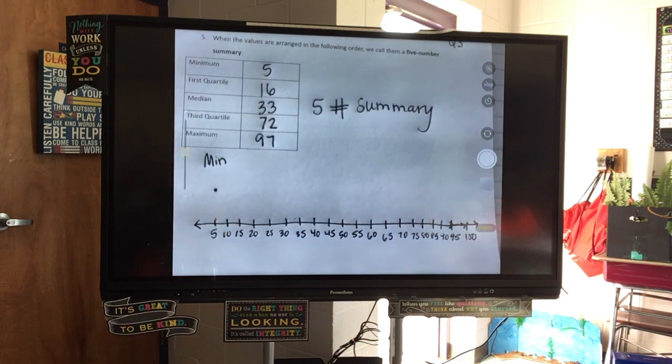Alright, what is our maximum number? You'll understand why we do it this way, just because it's a little bit easier to know where everything's going to go. Savannah? 100. Not 100, what is our maximum number in our 5-number summary? What did we write next to the word maximum?